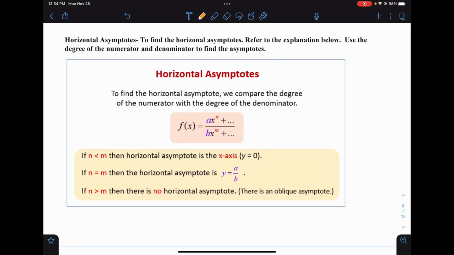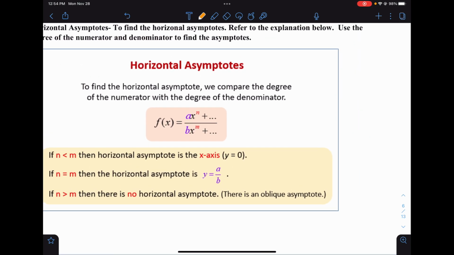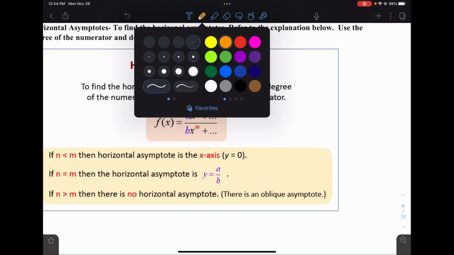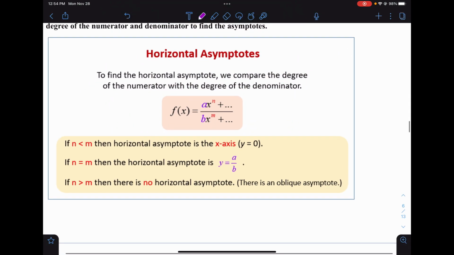Hello, Math 3 students. So today we are going to be talking about horizontal asymptotes of rational functions and finding the y-intercepts and x-intercepts. So first off, to find the horizontal asymptotes, there's kind of three situations that could be happening. Basically, what you have to do is look at the degree of the numerator and the degree of the denominator, okay?